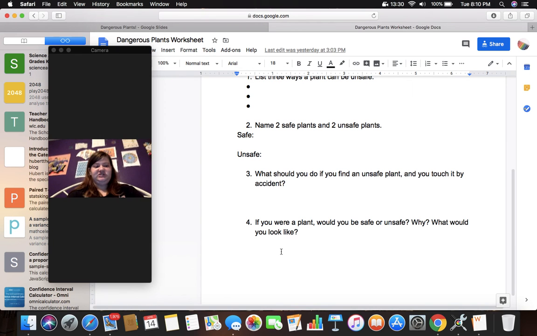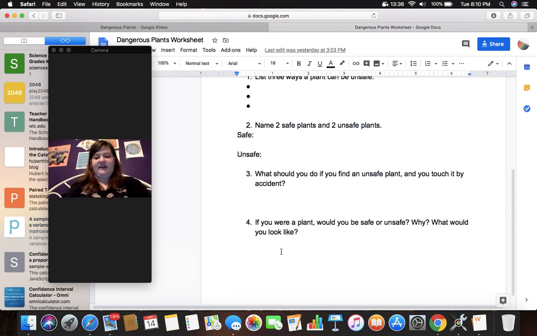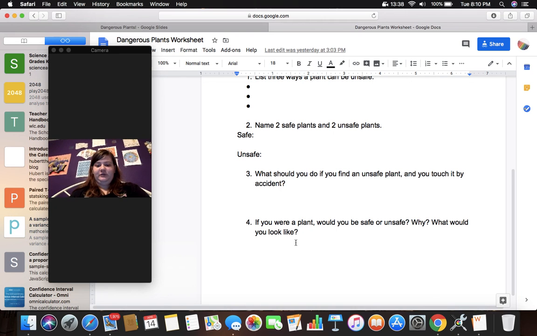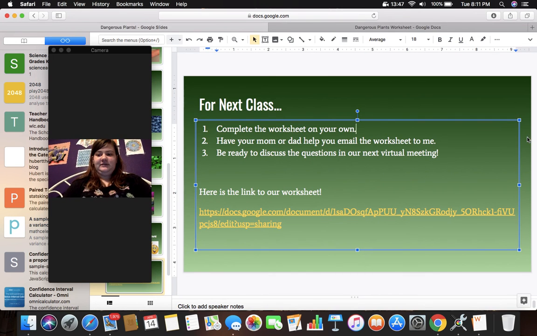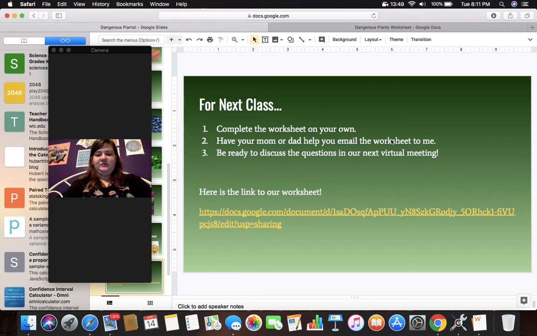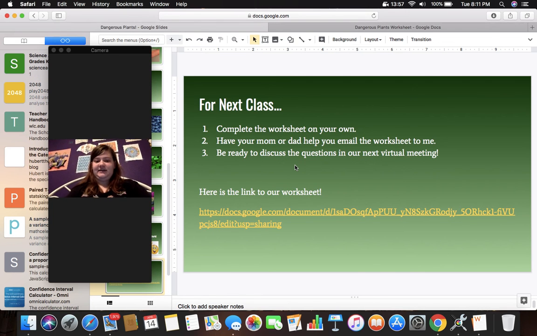Because, you know, the nightshade berries were black and red, the poison ivy had 3 leaves, the hemlock root had that reddish purple coloring at the top. So if you were a plant, what would you look like? Would you be safe, unsafe, and why is that? So once you finish that sheet, have your mom or dad help you email the worksheet to me or whoever else you are living with. And then in our next class, be ready to discuss those questions in our next meeting.